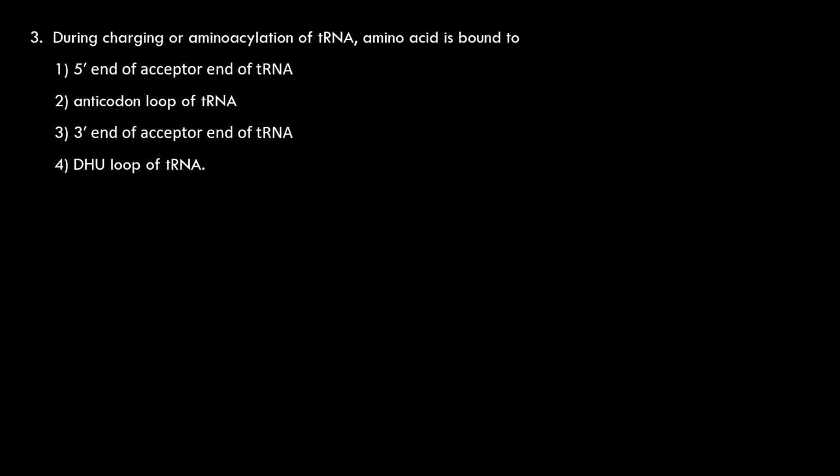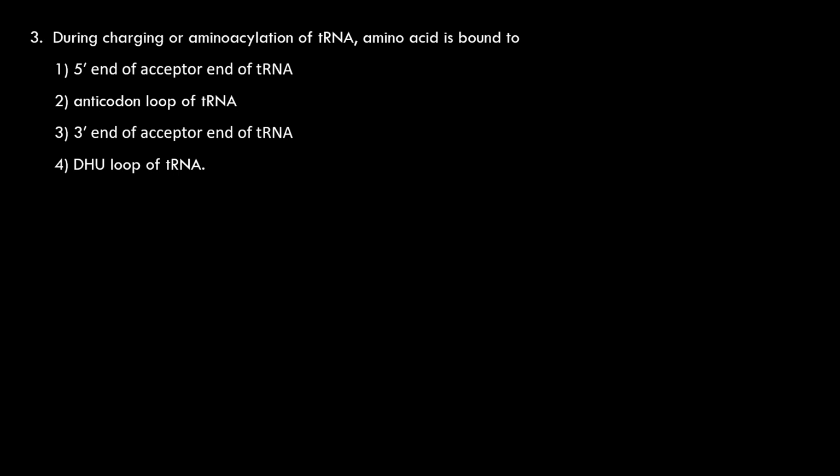During charging or aminoacylation of transfer RNA, the amino acid is bound to what? During charging of transfer RNA, the amino acid is bound to the 3' end, the acceptor end of transfer RNA, not the 5' end. That is the CCA end or amino acid attachment site. There, the amino acid is attached to the last nucleotide, the adenine nucleotide or adenosine monophosphate, at the second or third carbon of the ribose sugar. The amino acid is attached by esterification. So the third option must be the correct one.